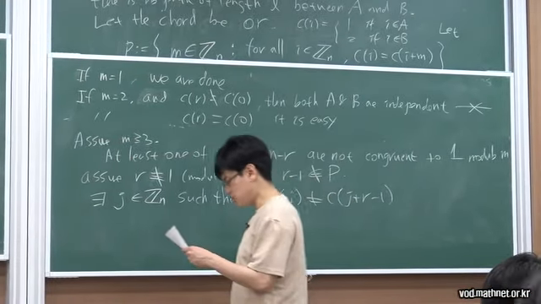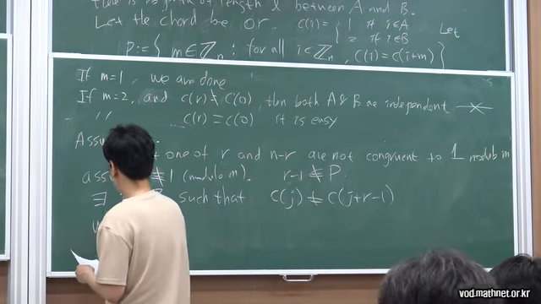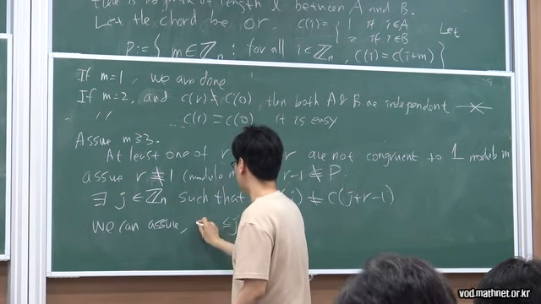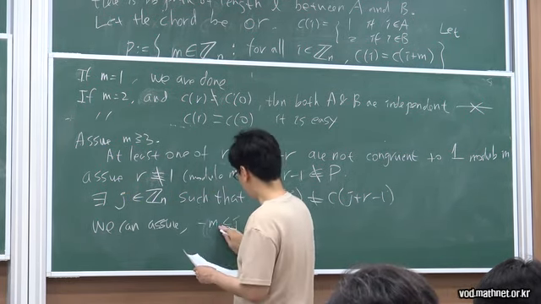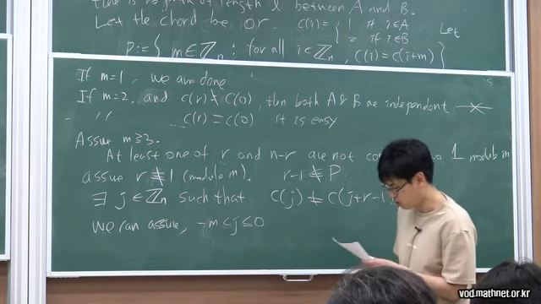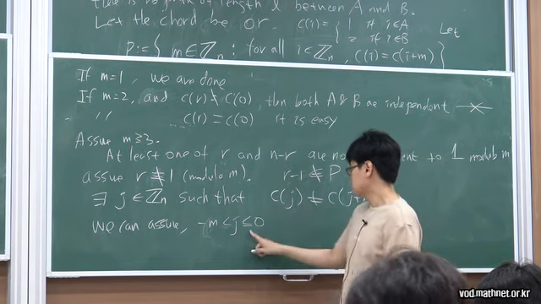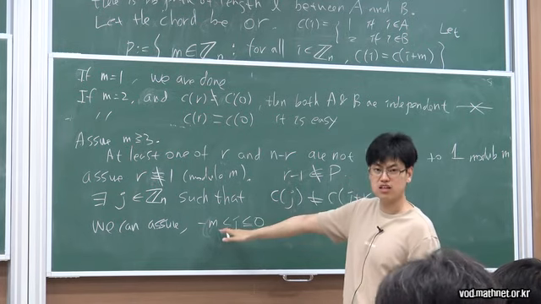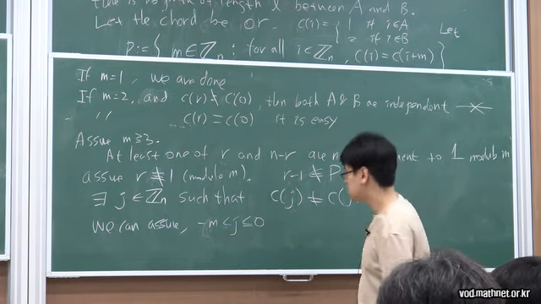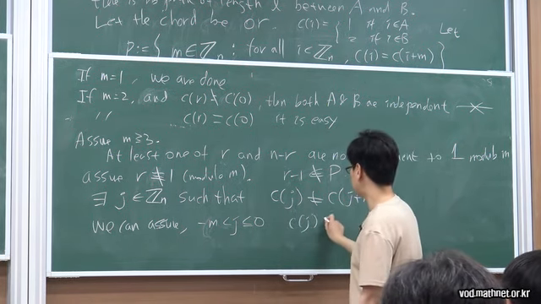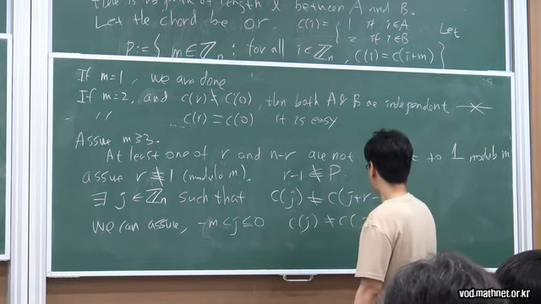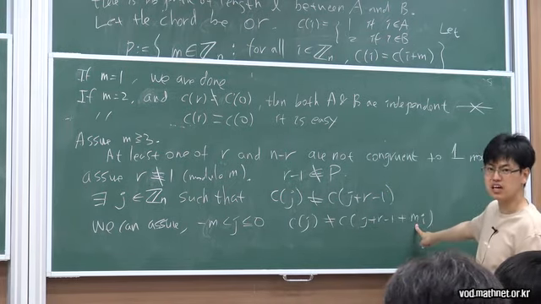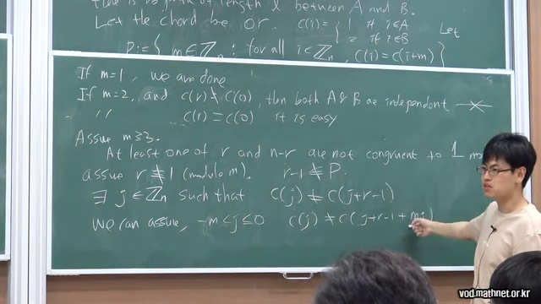So we can assume that this J is actually between minus M, without strict equality, and zero. Because if this is not true, then we add M or subtract M until it goes into that range. And then C of J is always different from C of J plus R minus 1 plus M I, for any I. So we can add M any number of times.